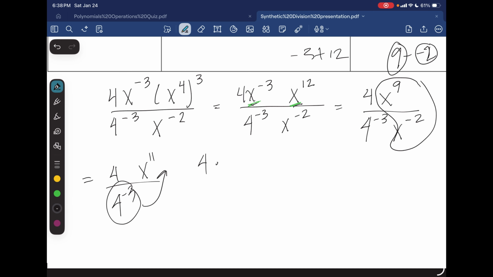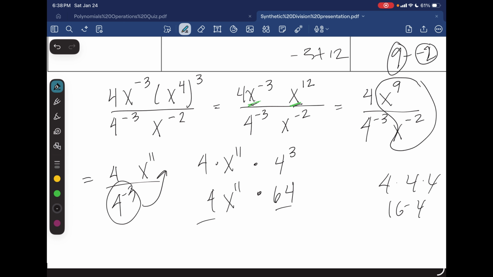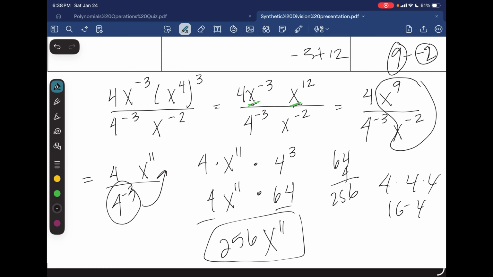So 4 times x to the 11th power times 4 to the third power. 4 to the third power is 16 times 4, 64, times this. Then multiply your big numbers. That's 256 x to the 11th power. That's a hard problem.